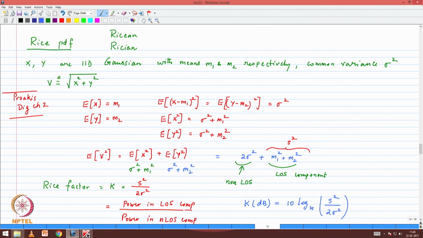So the interpretation is the following. Very important: what happens when s is equal to 0? Special case. s equal to 0 means m1 equal to 0 and m2 equal to 0. K will become 0 and you will get the Rayleigh distribution. So this means you will get the Rayleigh distribution. We should verify that.